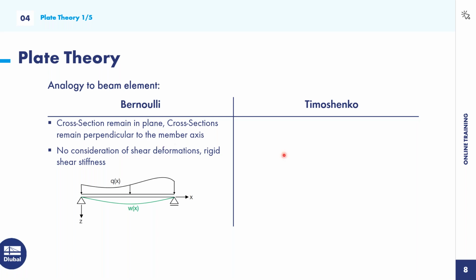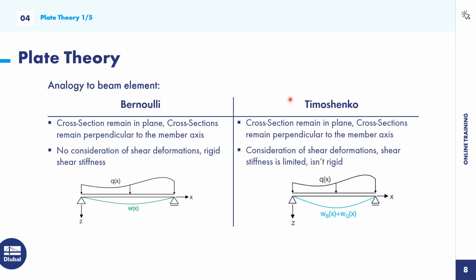And on the other side, we have this Timoshenko beam. The Timoshenko beam assumes at first the same positions. So also the cross section remains in plane, and also the cross sections remain perpendicular to the member axis, but the Timoshenko beam considers the shear deformations. So the shear stiffness is limited. It's not endless. It isn't rigid.